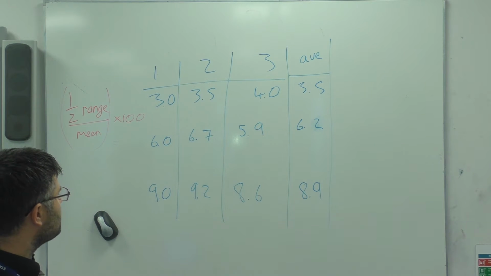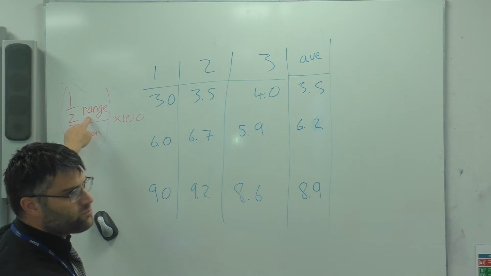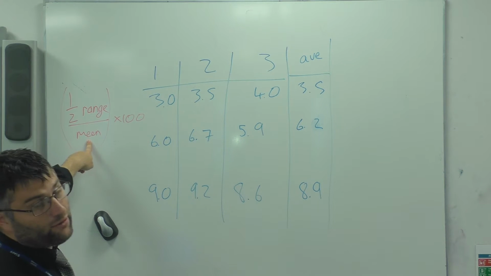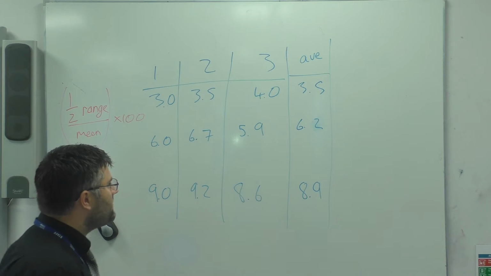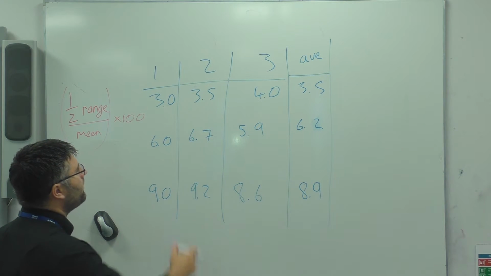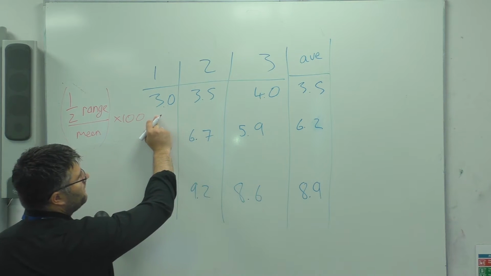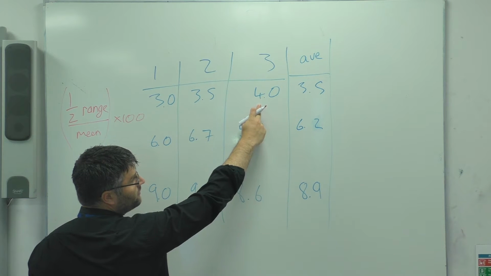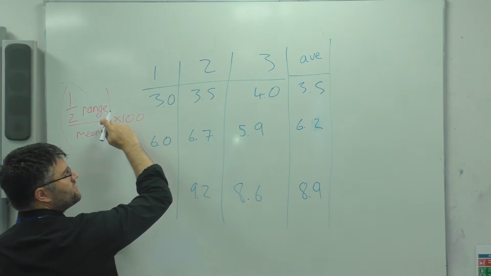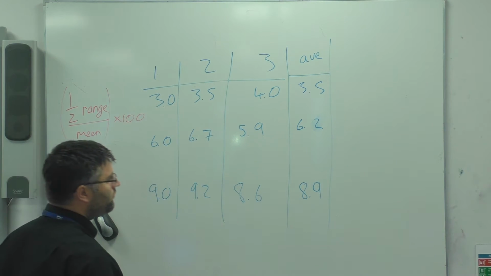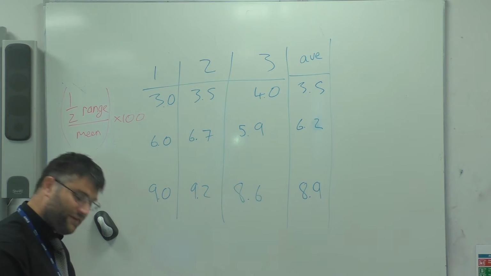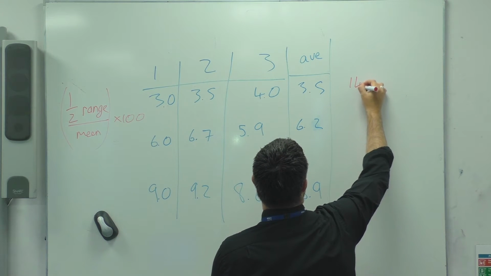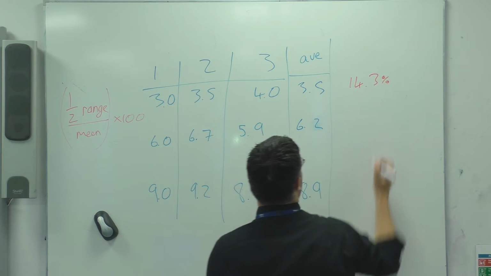What we're looking at is we've got a value that represents between what it could be and the mean, the value itself. So in each of these cases, if we look very carefully, the smallest and largest values are 3 and 4, so we've got a range of 1. Half the range is 0.5. 0.5 divided by 3.5 times 100. If you put that into your calculator, you should get 14.3%.